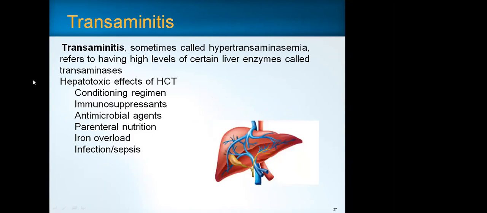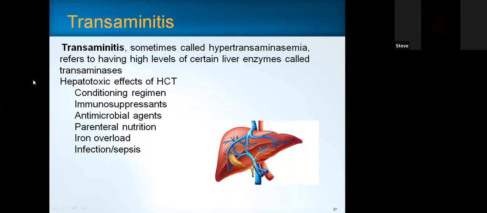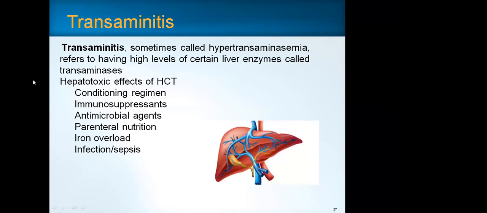So another condition is transaminitis, which is inflammation of the liver. Sometimes called hypertransaminasemia, it refers to having a high level of certain liver enzymes called transaminases. Hepatocytes are affected after HCT, usually due to the conditioning regimen, immunosuppressants, antimicrobial agents, parenteral nutrition, iron overload, and some infections and sepsis. This will lead to transaminitis.